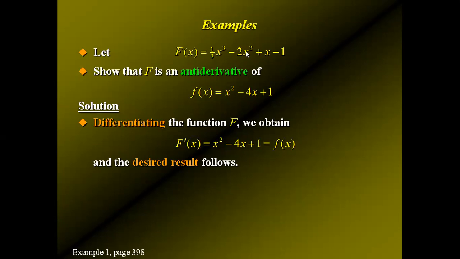And here will be what? X square differentiation, what? Twice x. So 2 and twice x means what? 4x. X differentiation 1, minus 1 will be 0. Differentiation of any constant will be 0. So this means what? Small f of x. Okay. So small f of x is the derivative of capital F of x, that is, capital F is the antiderivative of small f.